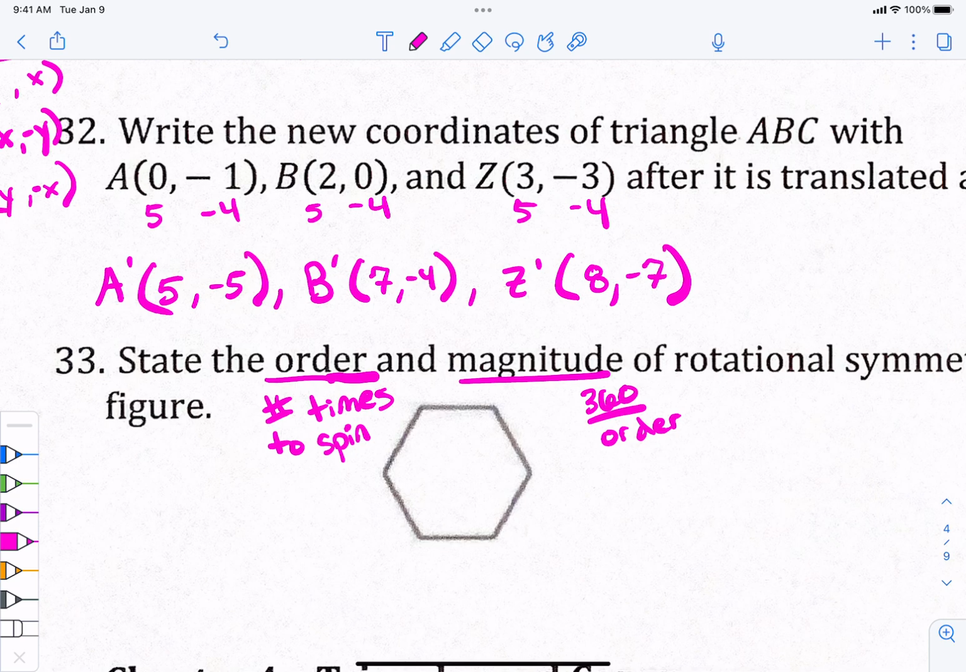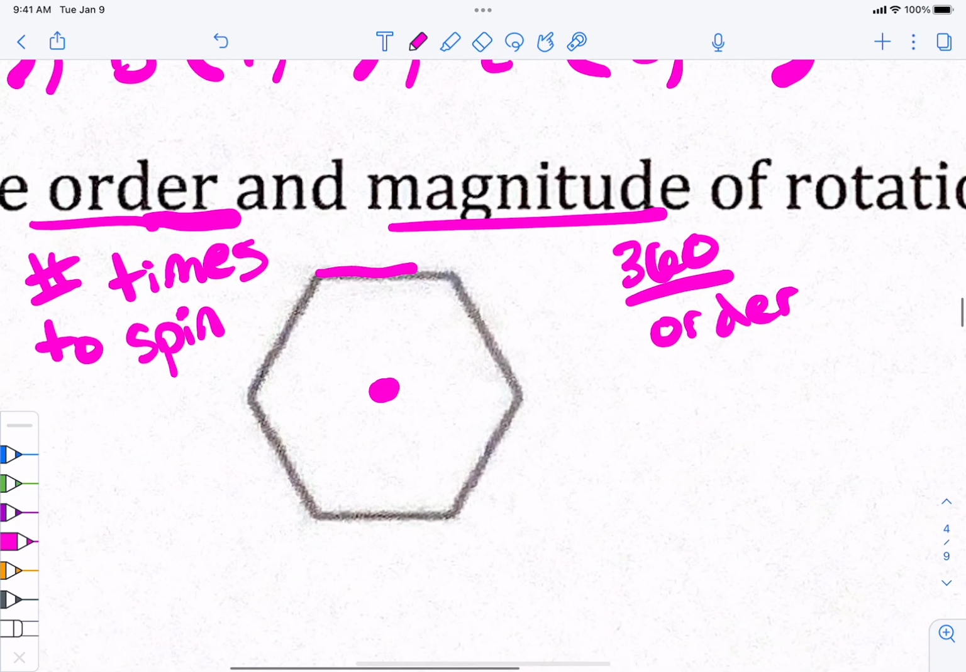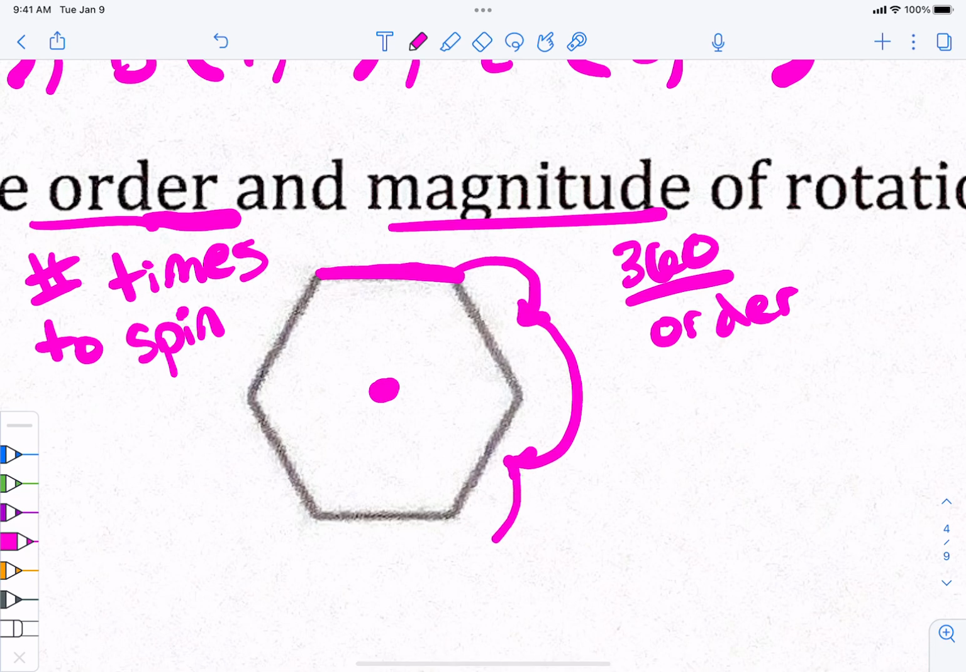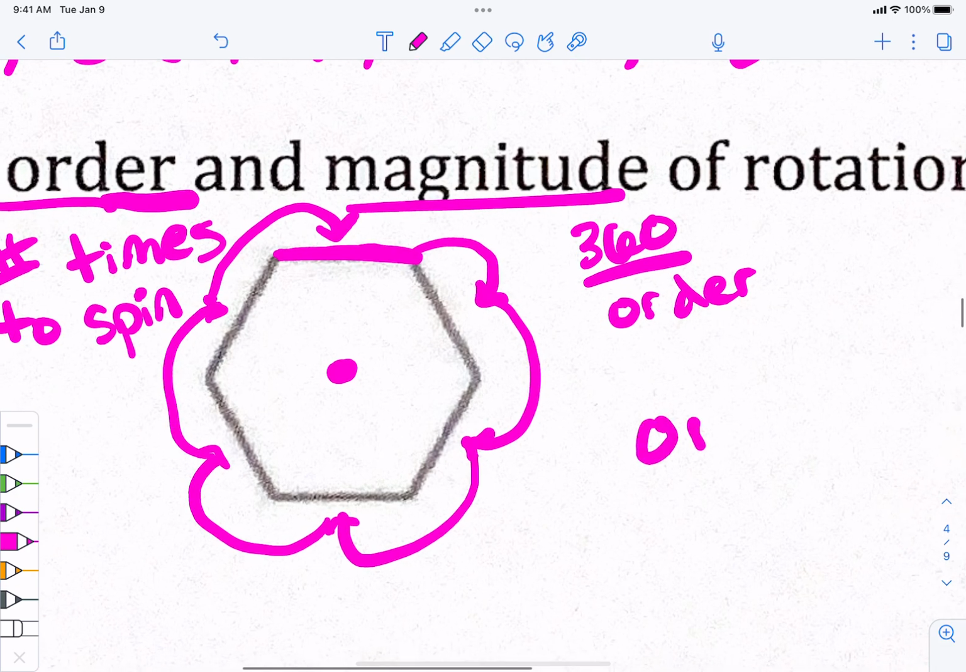So this one is kind of hard because people get confused when it gets to be hexagonal shapes and stuff like that. So this would have to rotate to this side, then to this side, then to this side, then to this side, then to this side, then back to this side. That is 6 rotations. So the order is 6.